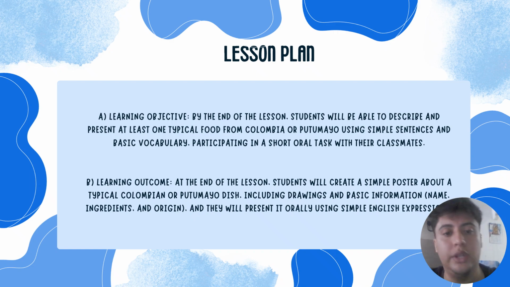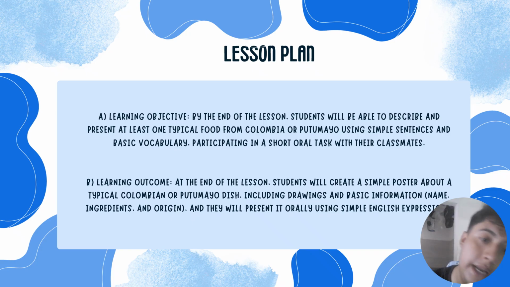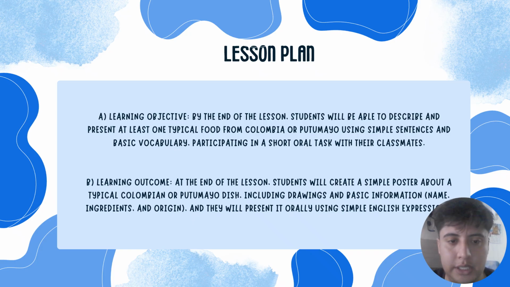The second learning outcome: at the end of the lesson, students will create a simple poster about a typical dish. This poster will include the name of the food, ingredients, and its origin. Then students will present their poster orally using simple English expressions. This helps students develop both speaking skills and creativity.